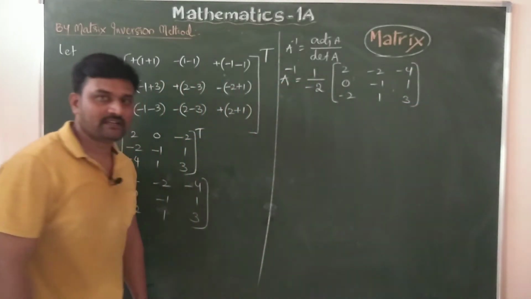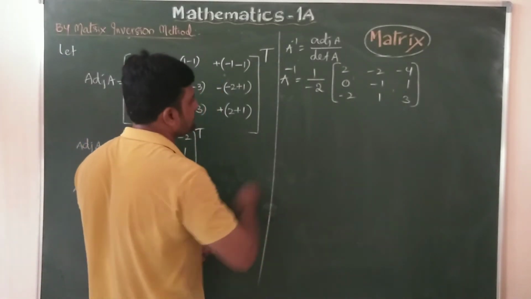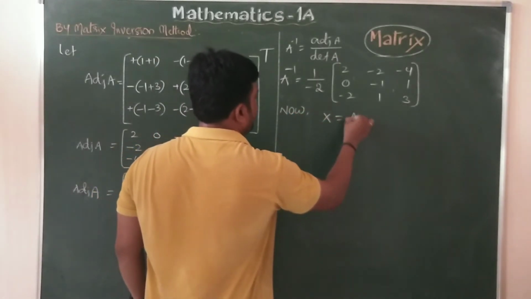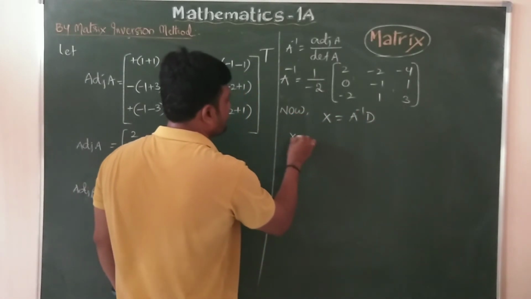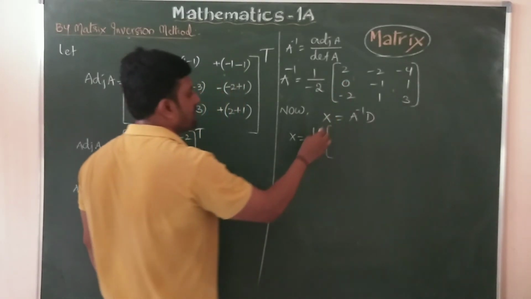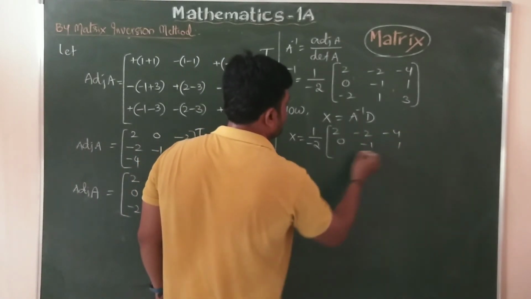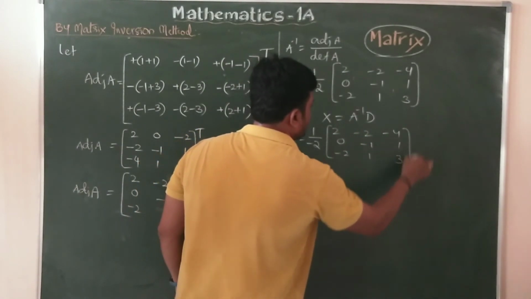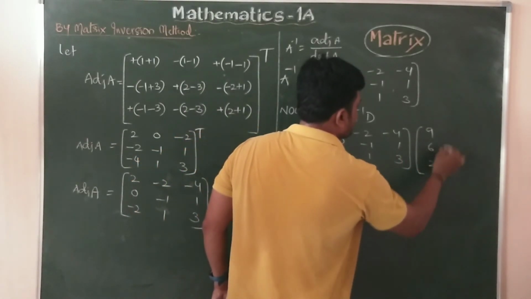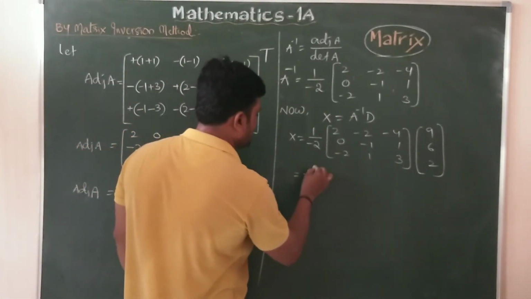But we need the solution. X, we need X. Then X equals A inverse into D. Then X equals 1 by minus 2, A inverse is a minus 2. Don't multiply here. Write directly here: 2, minus 4, 0, minus 1, 1, minus 2, 1, 3, and into D. D is nothing but, by the problem, 9, 6, 2. Yes or no? Okay. Now multiplying here. Minus 1 by 2, leave that.